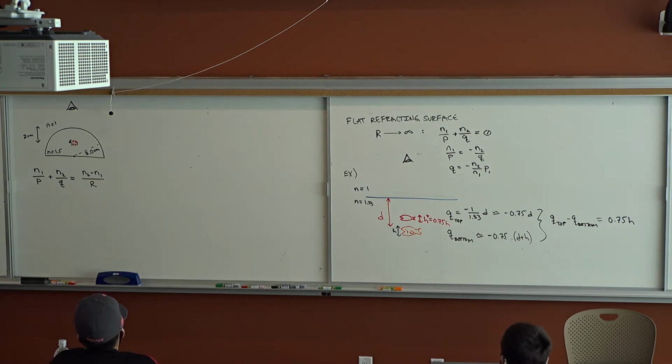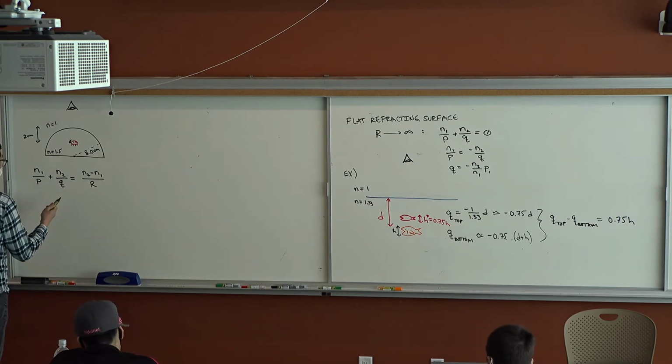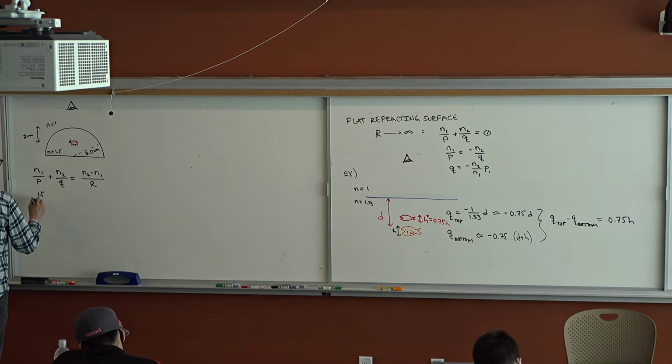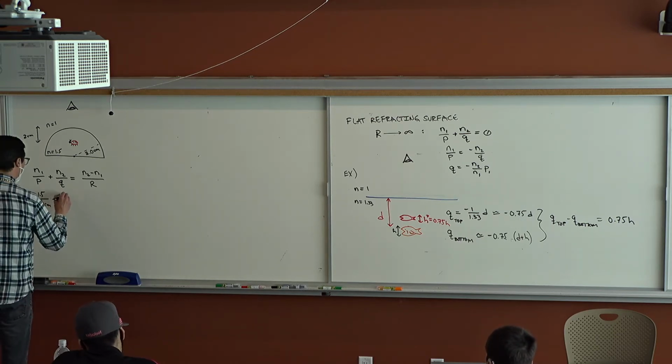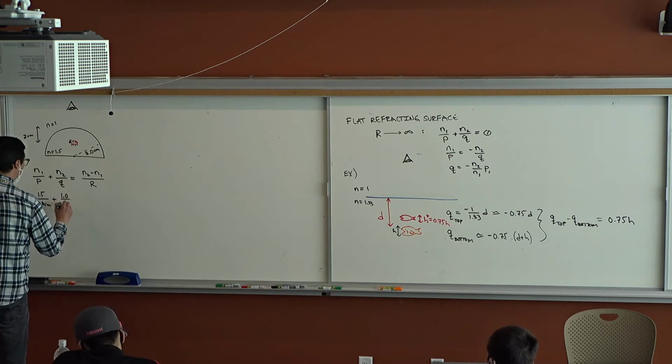What is N1 here? 1.5. Excellent. What is P? 2 centimeters. And N2? The object is inside a medium where n is 1.5. Oh, okay. Q is what we're trying to solve for.